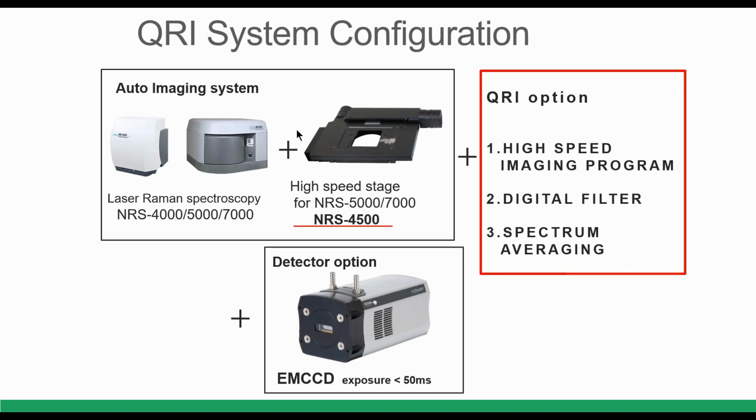Of course, we need the Raman spectrometer. We are going to have a high-speed stage that is also automated. It can move in X, Y, and Z. Additionally to that, we are going to use a detector that is an EMCCD, and the exposure is recommended to be less than 50 milliseconds. Additionally to these hardware accessories, we need to add other software that is going to help us to create the image.